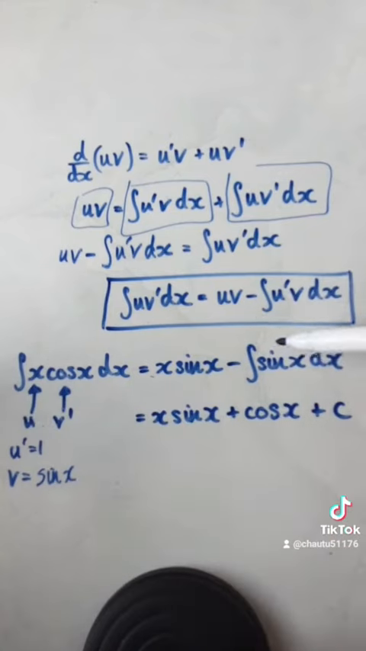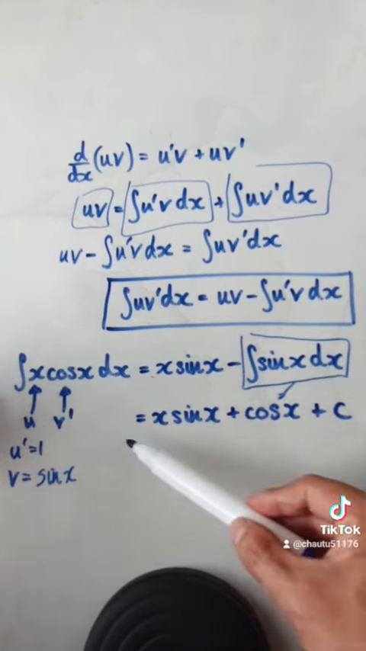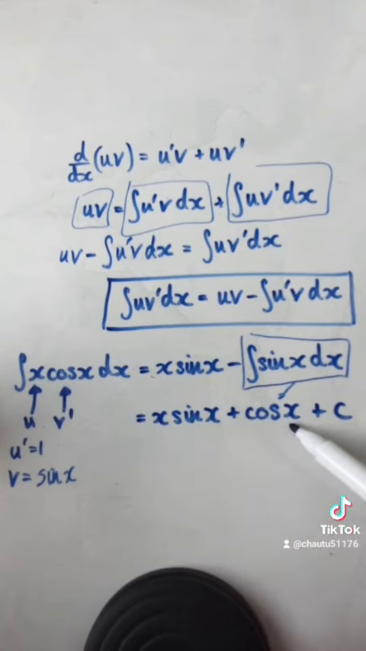So you can see that this second integral is slightly easier to integrate. All you have to do now is to integrate sine of x. When you integrate sine of x, it gives you cos of x. So now the answer is really this thing plus cos of x plus c. Okay, that's your final answer.